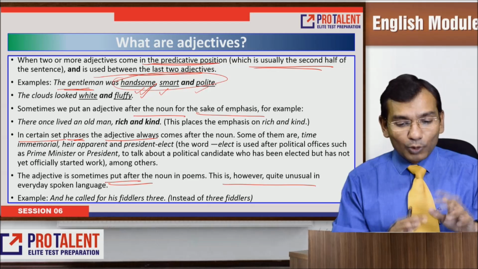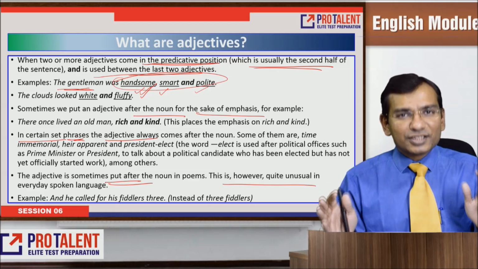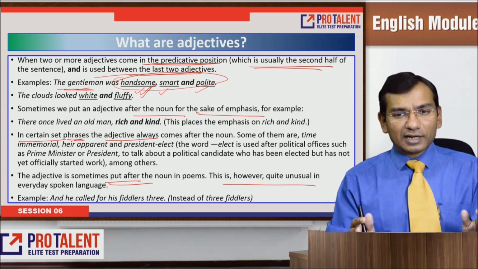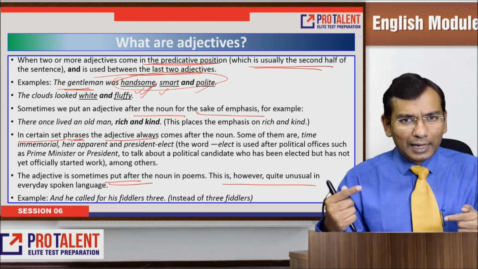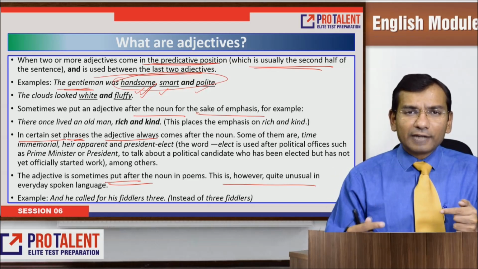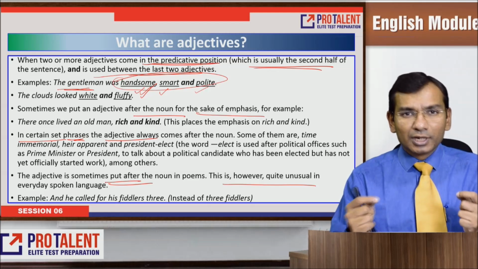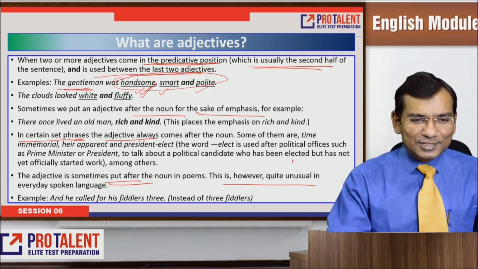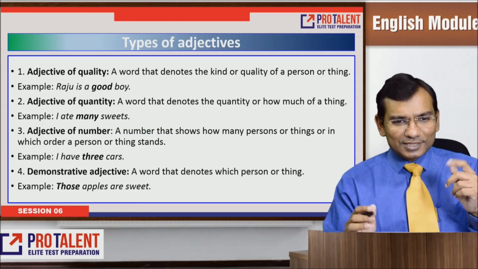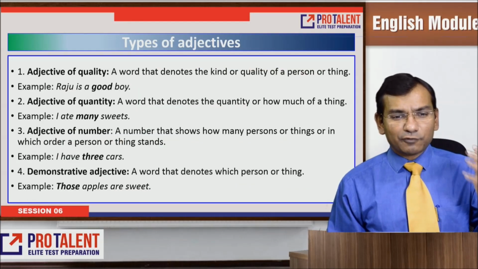ओके, चलिए, ये हुआ बेसिक अंडरस्टैंडिंग अबाउट एडजेक्टिव्स. First we will understand about the various types of adjectives. मैं quickly go through कर लूंगा and then we will move further and talk about certain rules related to adjectives, and then you'll get practice sets. So I'm sure you are mentally prepared. Let's start with number 1. Number 1 is adjective of quality.